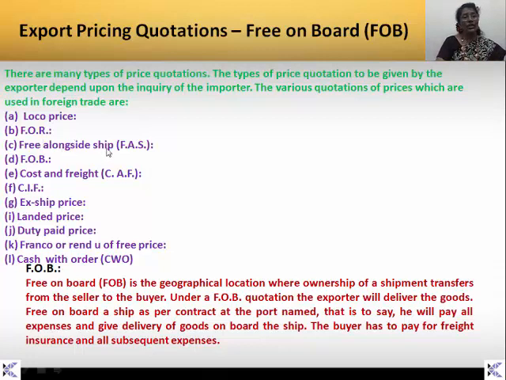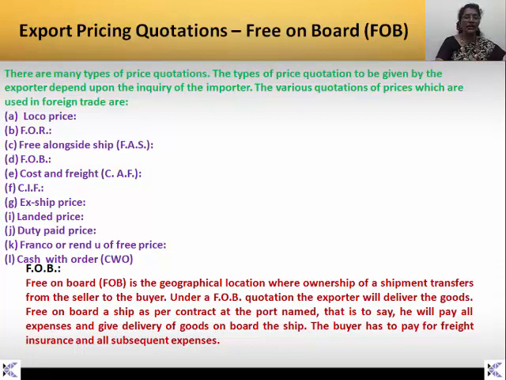Then free alongside ship, that is FAS, free alongside ship, means up to the dockyard. Whatever the expenses taken place, the buyer has to carry that. Then free on board. We have to see in detail what free on board is. We have a detailed study on that, and even problems we have to do on free on board. Then cost and freight, that means the cost including the freight. It is given in the calculations and we just have to add that.